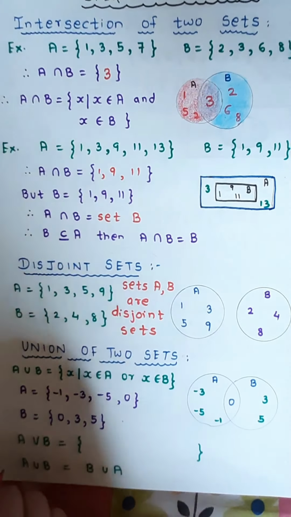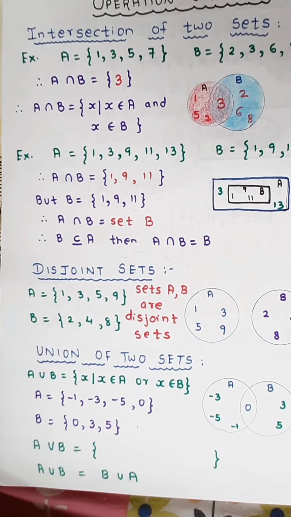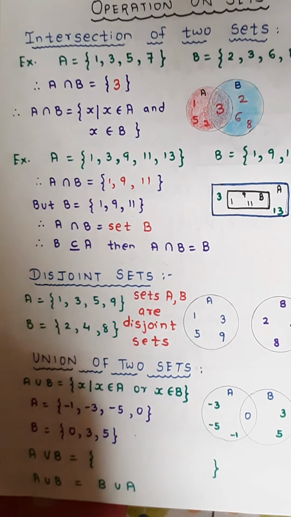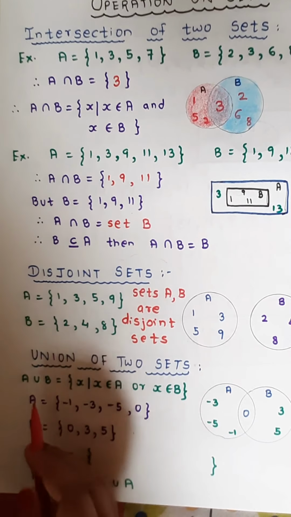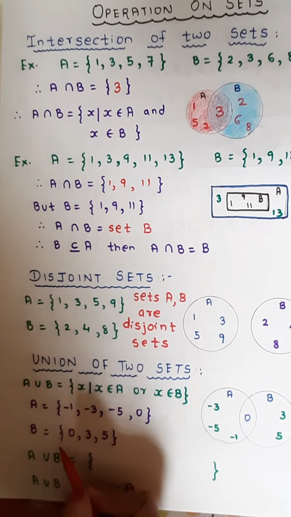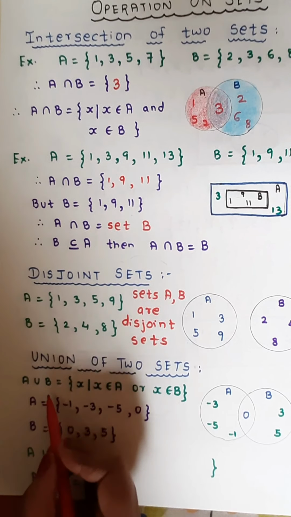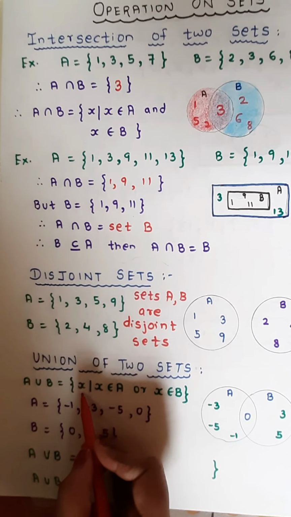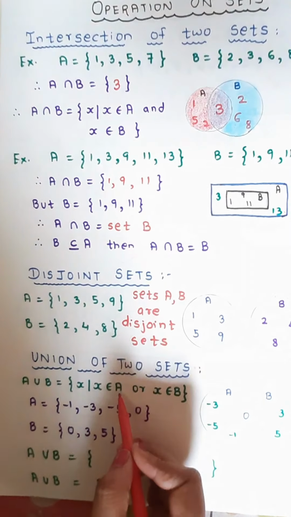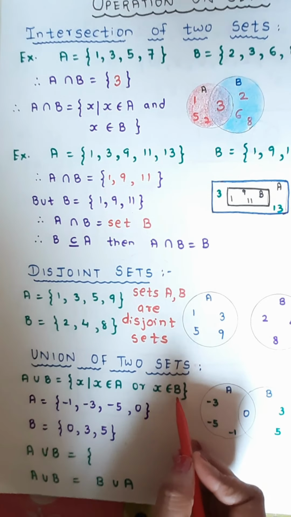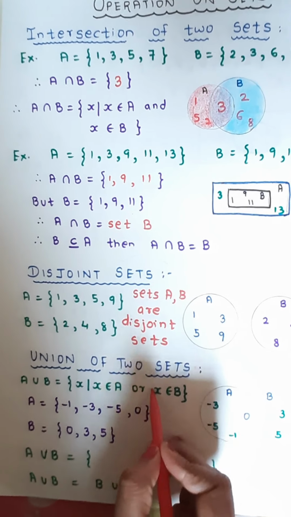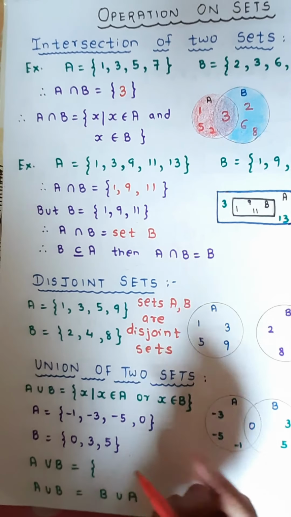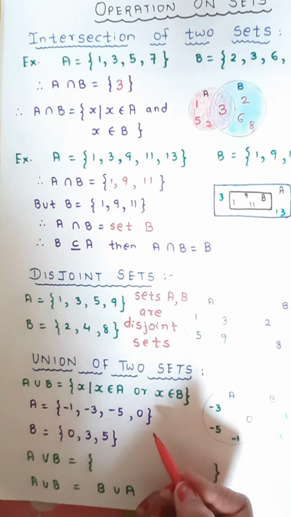Okay. Next is union. What is the meaning of union of sets? So if there are A and B, now A union B means x belongs to A or x belongs to B. Now there's "or" in between. In intersection it was "and". That is how the definition changes.